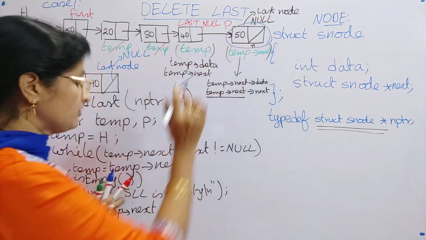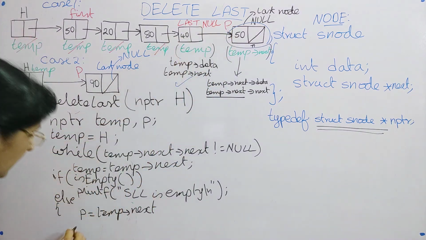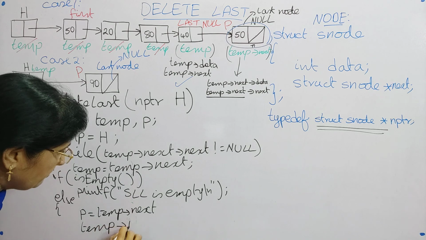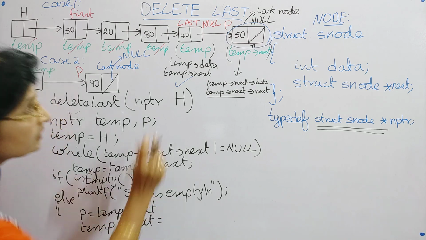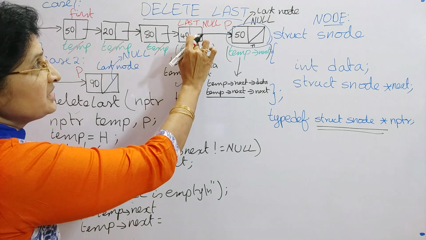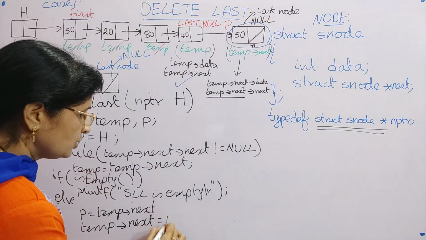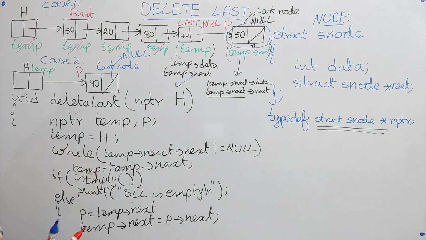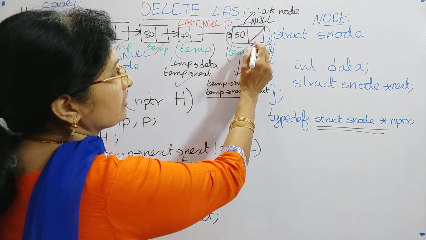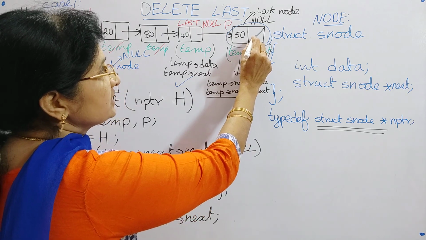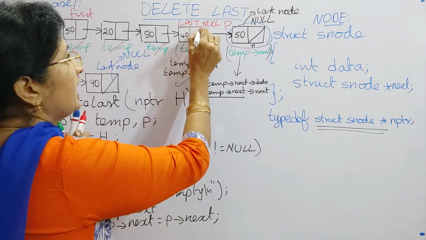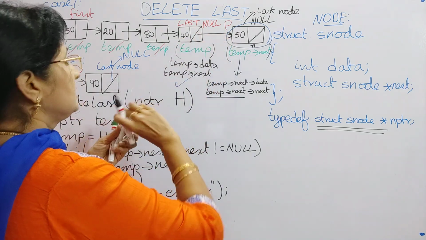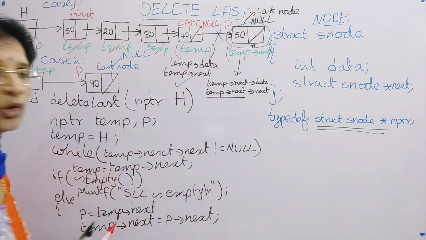So then simply what you can do is assign temp next is equal to P next. This is temp. Temp next means at this location you are giving P next. Temp next is equal to P next. So then what will happen? What is there in P next? Null is there. So that null will be placed here and this link will be broken here.